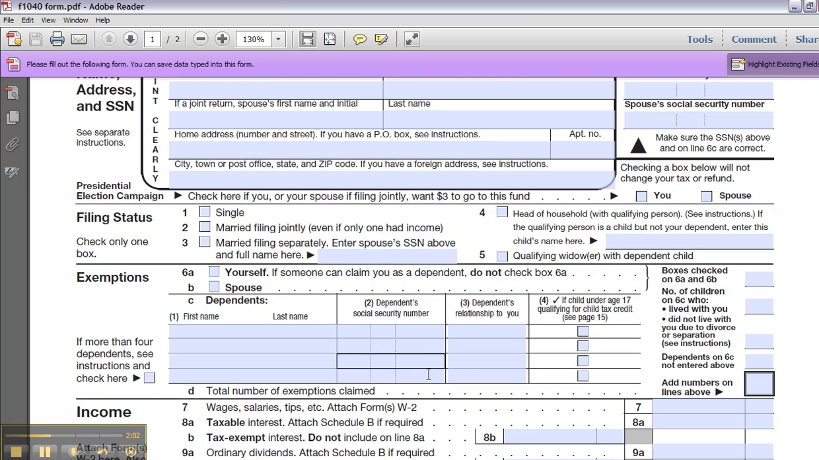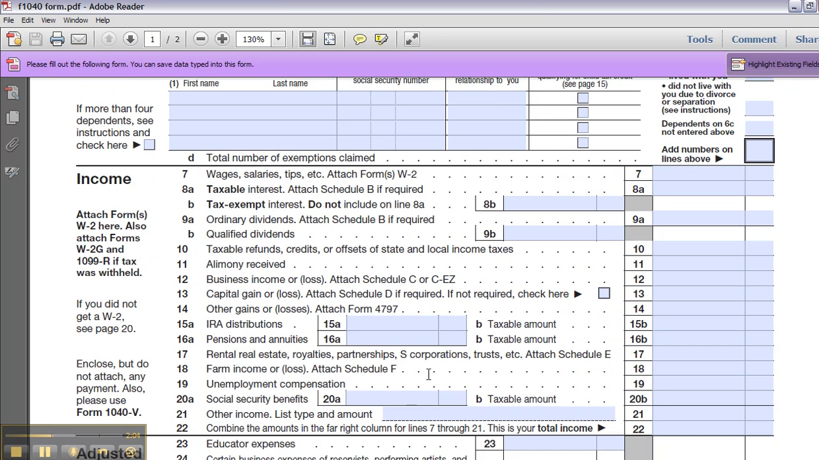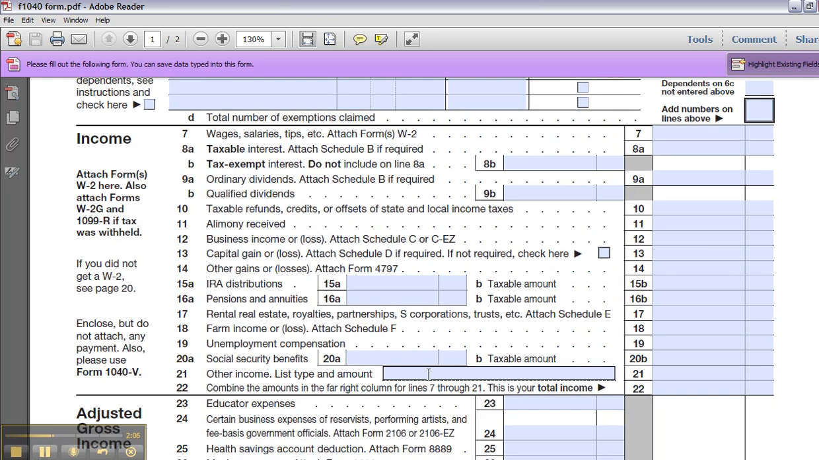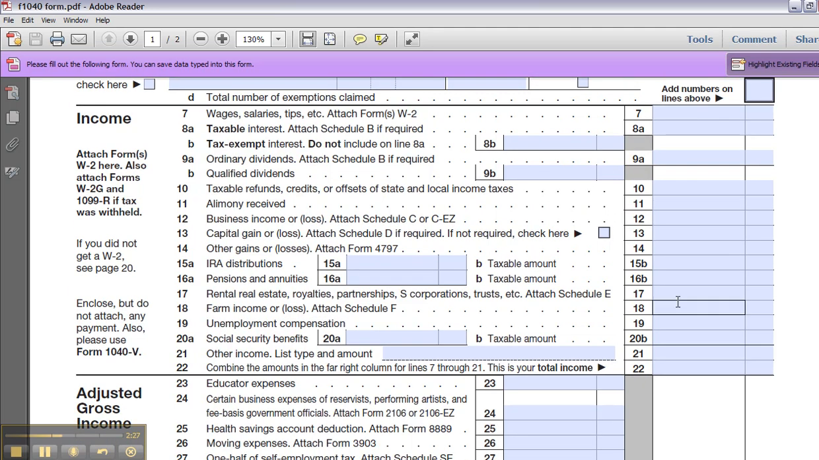The next section is your income section. In this section, you will report all income received in the form of money, services, or property during the tax year. This is your total income or your gross income. Most employees receive a W-2 that shows their yearly income on line 7, and this would give you your total income on line 22.